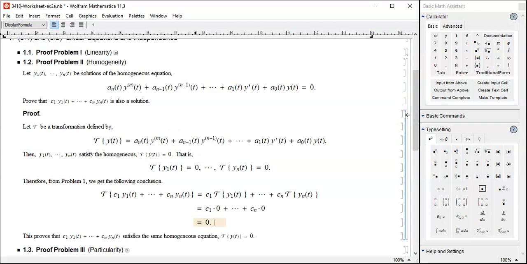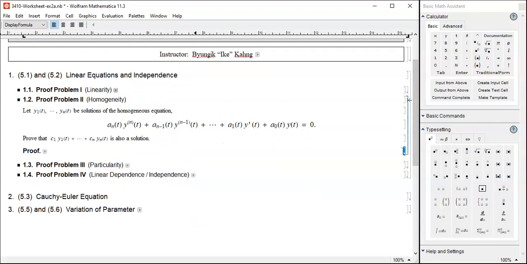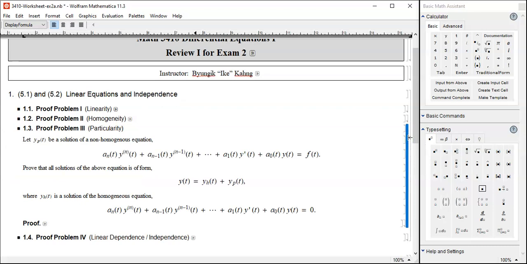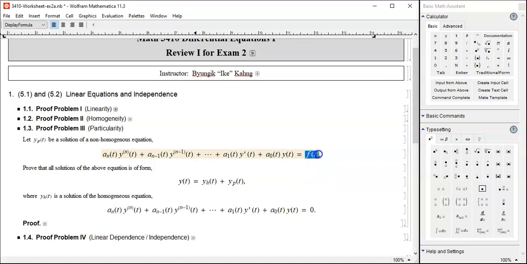The student who paid attention in class will remember the other way around is also the case. The general solution can be written as c1 y1 plus c2 y2 all the way to cn yn, provided that those are all linearly independent. Well, we're not going to talk about that proof here in this review session because that's far more significant. Instead, let's work on something simpler about particular solution. Now, no longer equal to 0, but in this case we have f of t. In that case, what do you have? Well, we can write the general solution as the solution of the homogeneous equation, yh of t, plus one particular solution, yp of t.